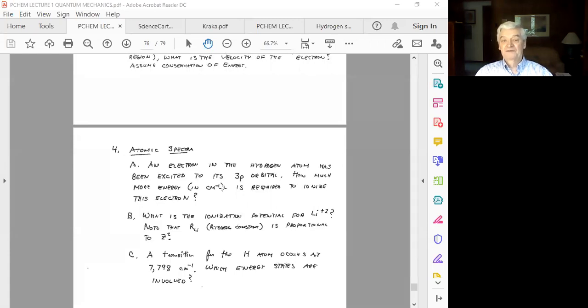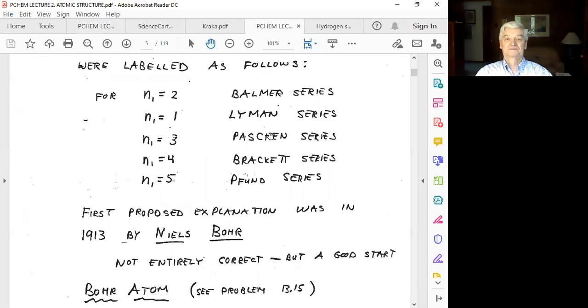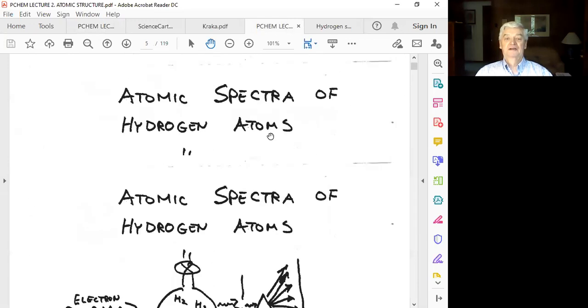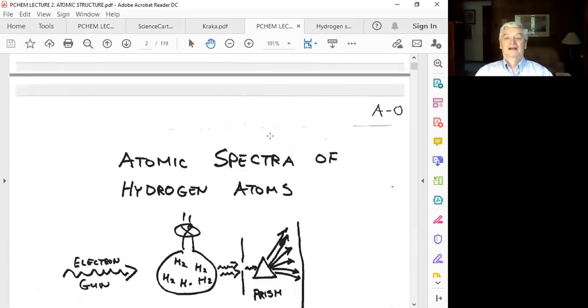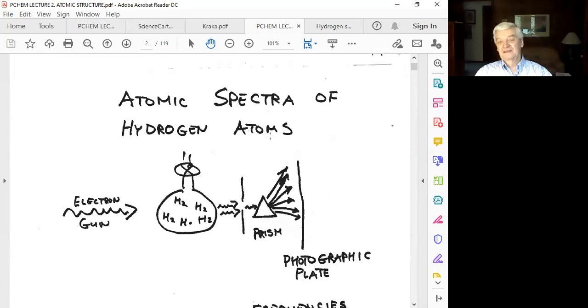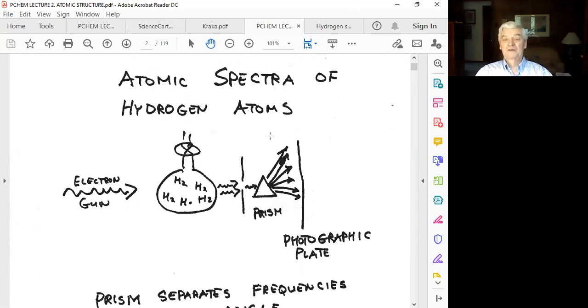Okay, so that finishes basic quantum mechanics background. So this now brings us to atomic structure. And in fact, the topic is atomic spectra and atomic structure. And first I want to talk about the spectra that you get from atoms.